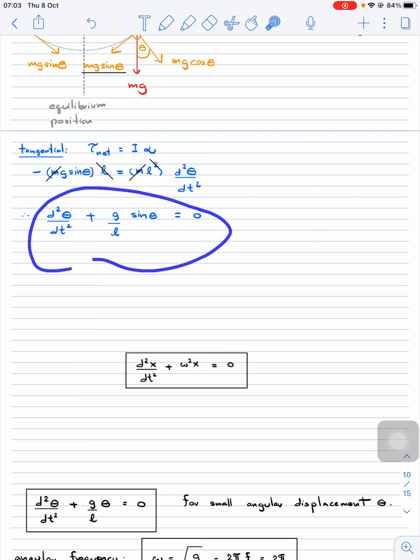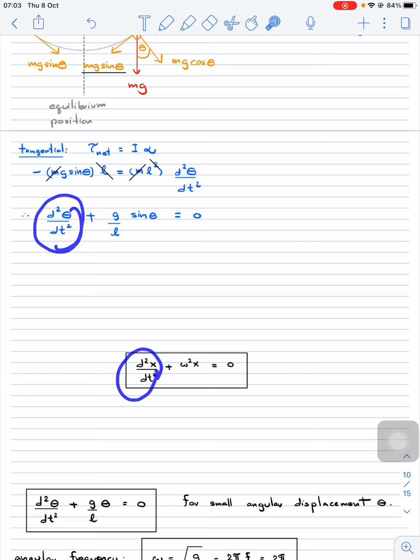So in this case, we have the second order differential equation, the same thing, and we have the constant here, the same, and equal to 0, the same thing. But the difference is we have the sine theta here.